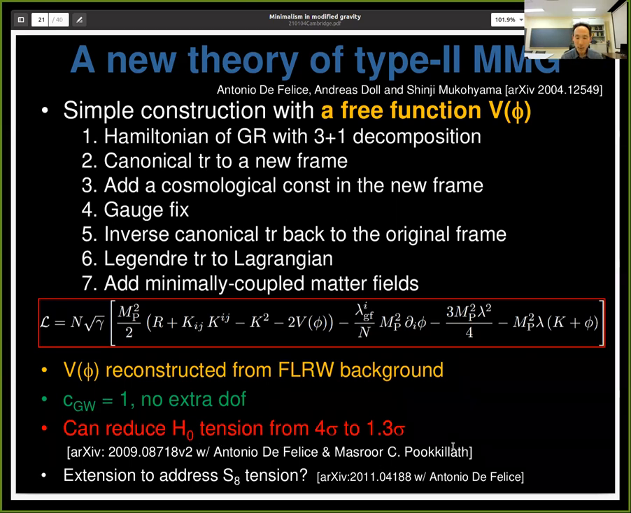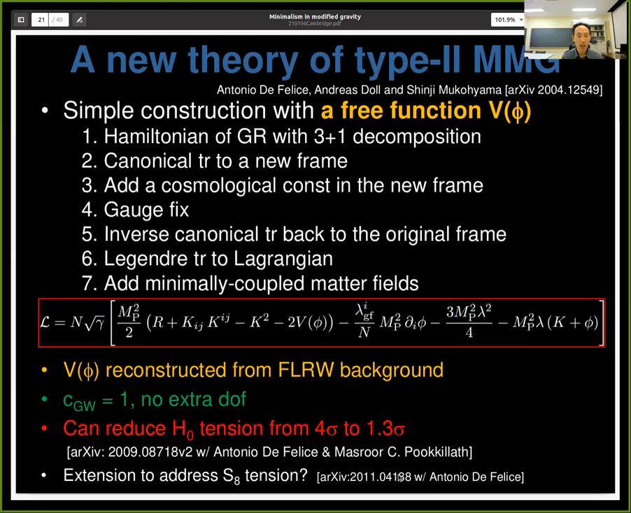And recently, we also extended this theory to take advantage of two free functions. And so, not only the background, but also the behavior of perturbations can be reconstructed. So this extension may be useful to address the S8 tension as well as the H naught tension. So if you are interested, please have a look at this paper.